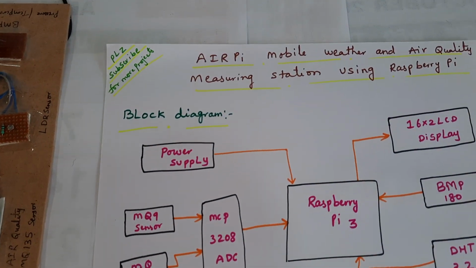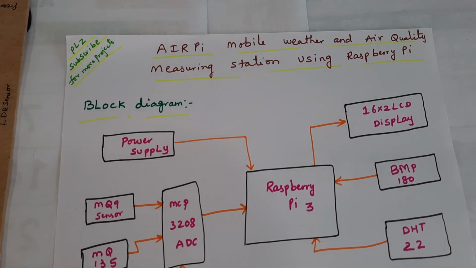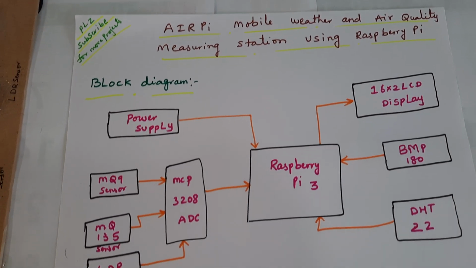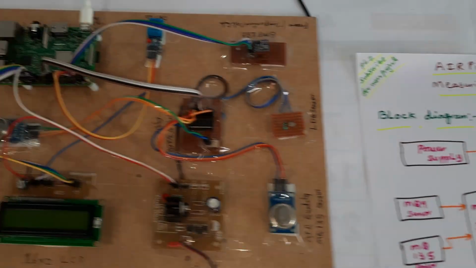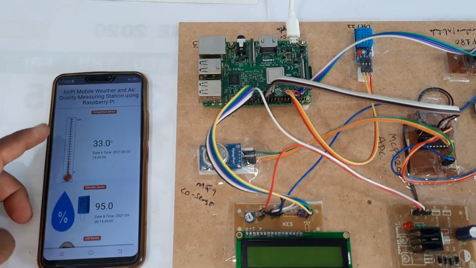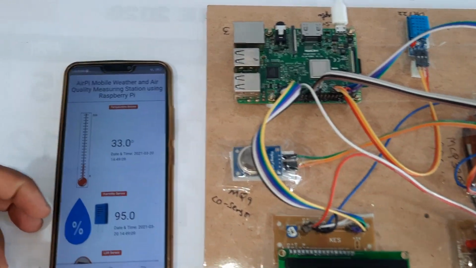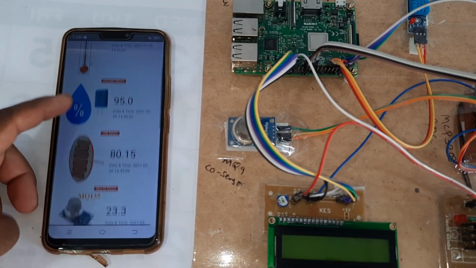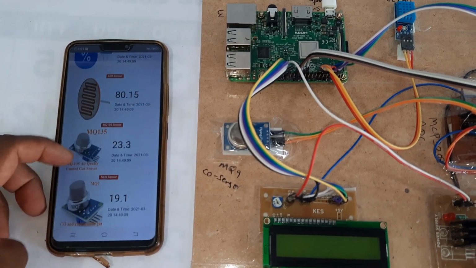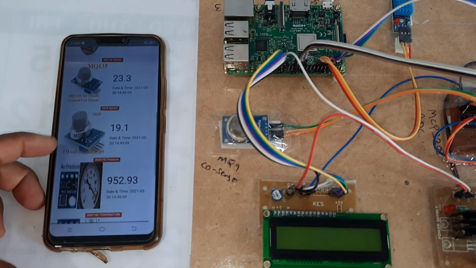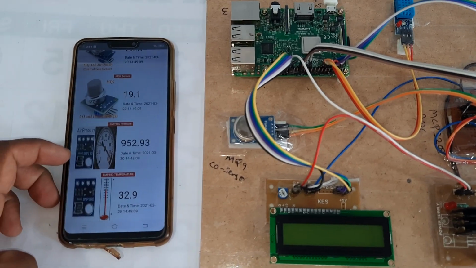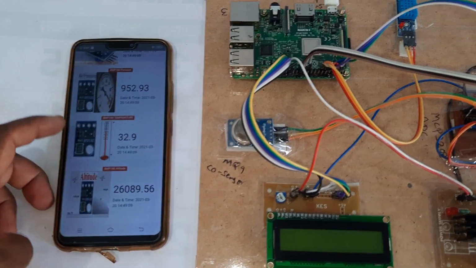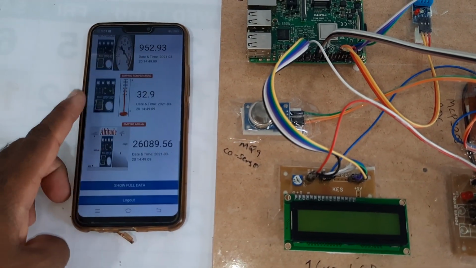The project title is AirPi Mobile Weather and Air Quality Measuring Station using Raspberry Pi. Here we are using one Android app to monitor temperature, humidity, LDR, MQ135 air quality and CO, air pressure, and altitude from the BMP180 sensor.